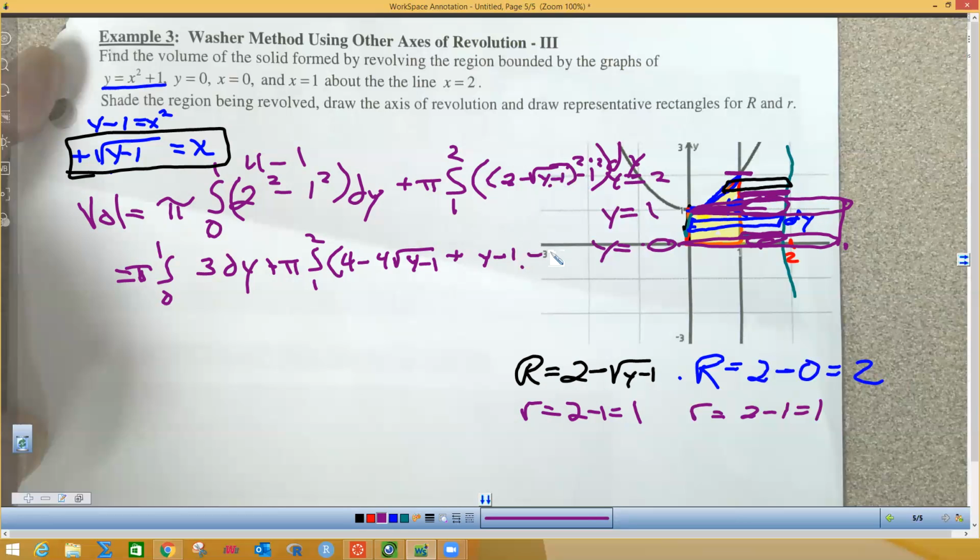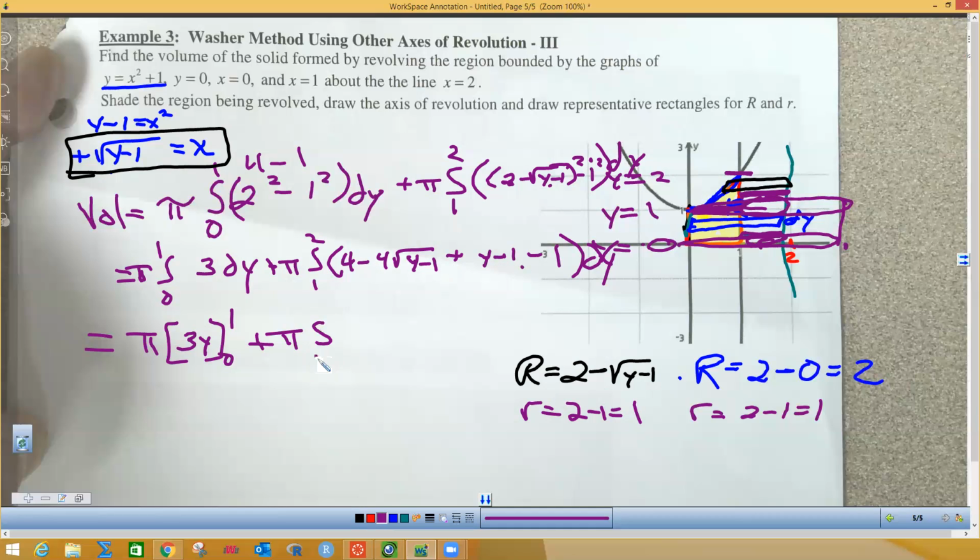And then I got minus one out here, because I gotta take this minus that one squared out there, dy. And then I'm gonna add like terms in this part. So over here, I'm gonna go ahead and do the integral of this one. So the integral of 3 is 3y from 0 to 1. Then over here, I'm going to combine some like terms here.